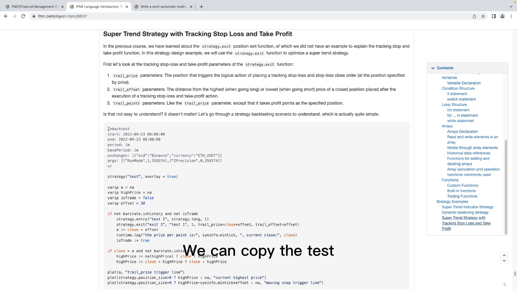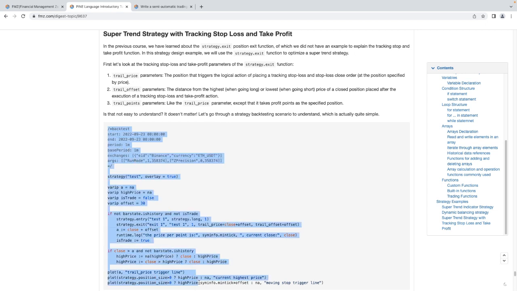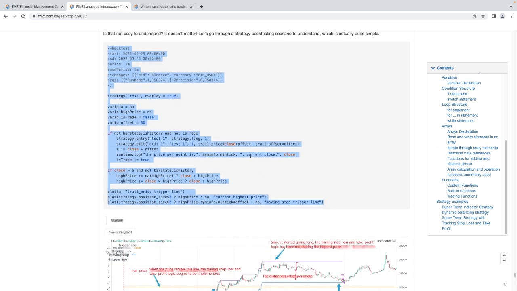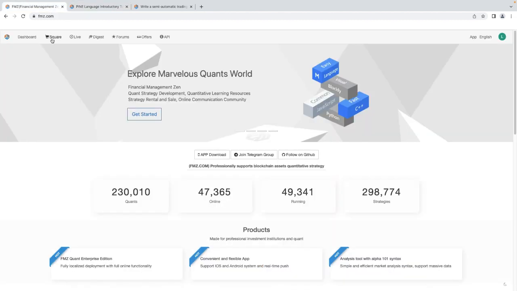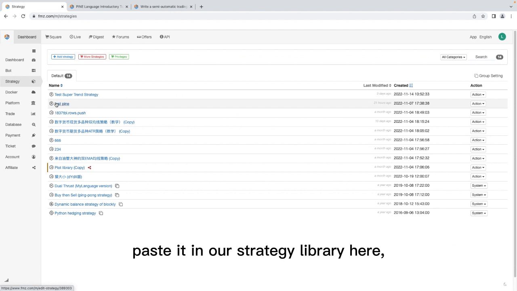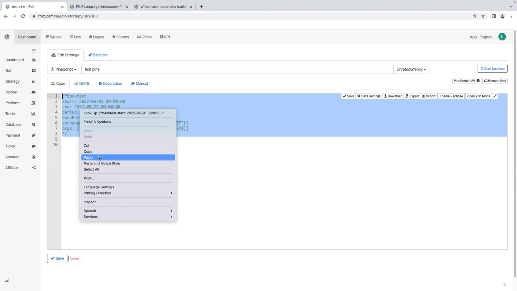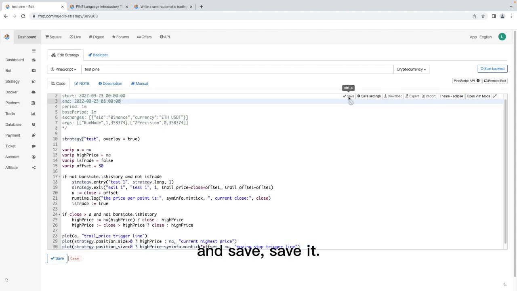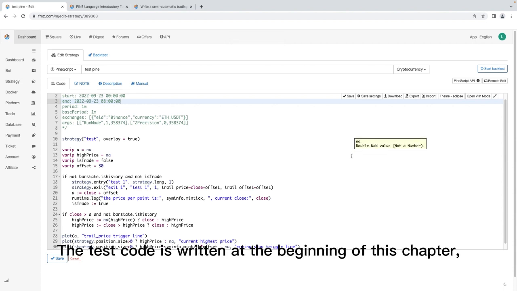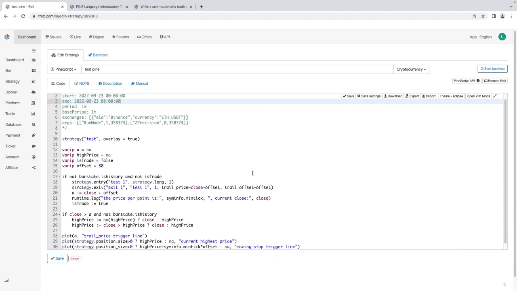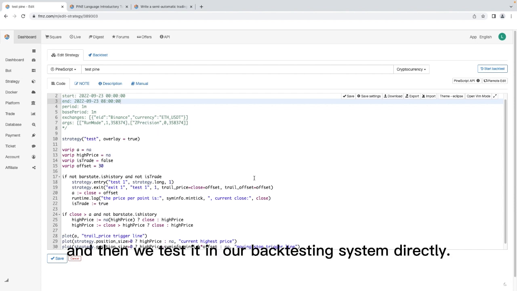We can copy the test code of our function directly here, and paste it in our strategy library here, and save it. The test code is written at the beginning of this chapter. We copy the test code and then we test it in our backtesting system directly.